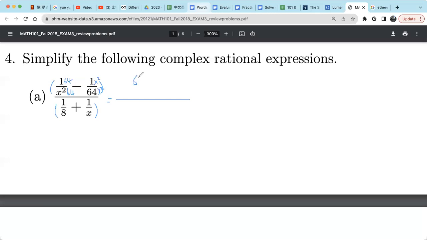So the numerator becomes 64 minus x squared divided by 64x squared. So we combined the numerators into like this. The denominator, let me change my color to be red. In the denominator, we see the common denominator of those two terms is the ax. So we want to multiply x over x for the first one. We want to multiply a over a for the second one. So ax is a common denominator. Then for this fraction, the numerator is just x plus 8.